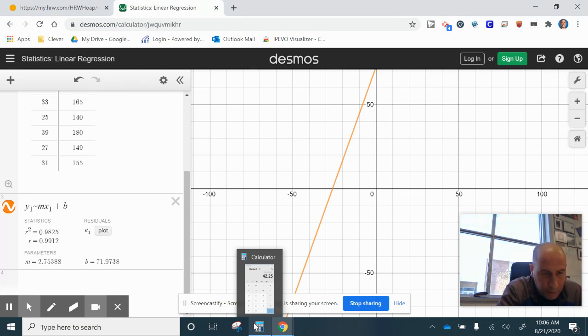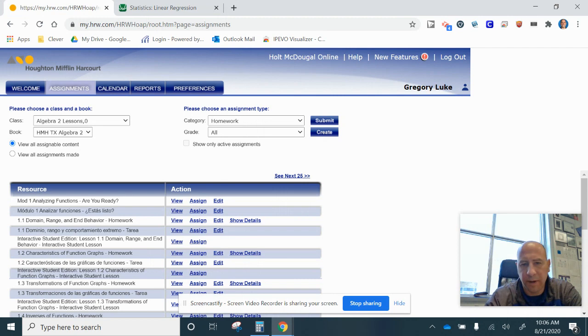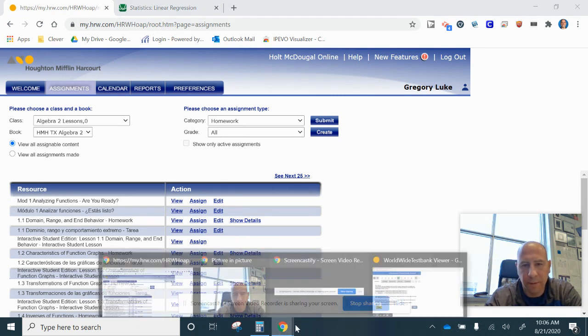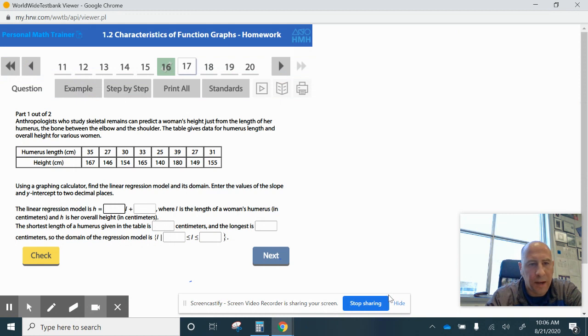So 2.753 is M, and B is 71.97. Okay, let me go back to here, find my tab. All right, H, that's your M value, and they want it rounded to the nearest 2 decimal places, so 2.75 L plus 71.97. H is the overall height in centimeters.